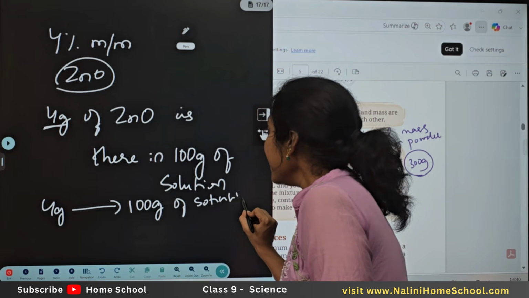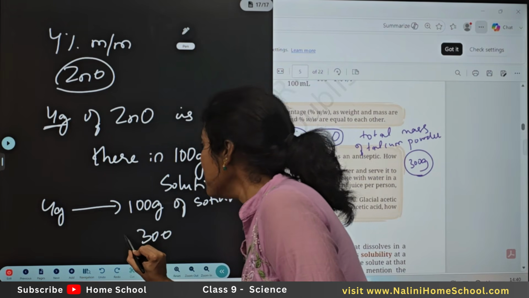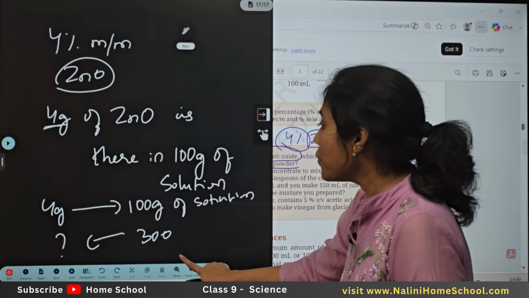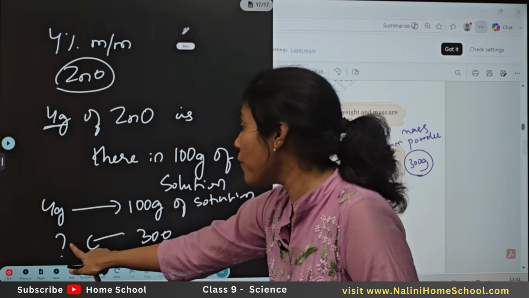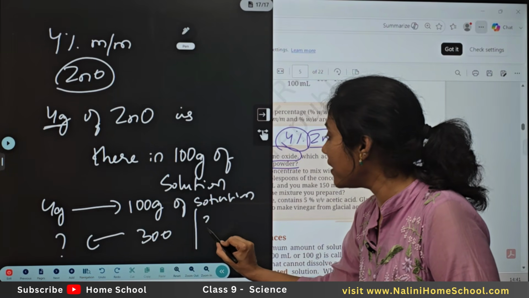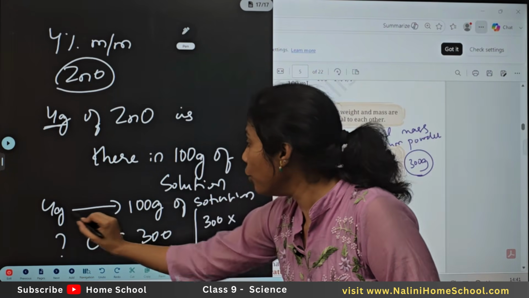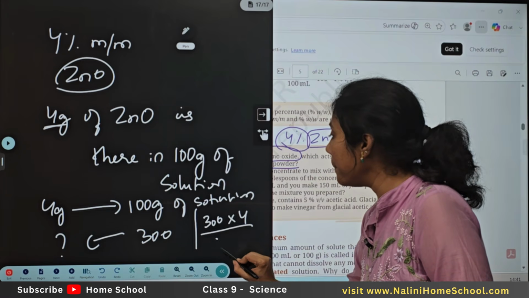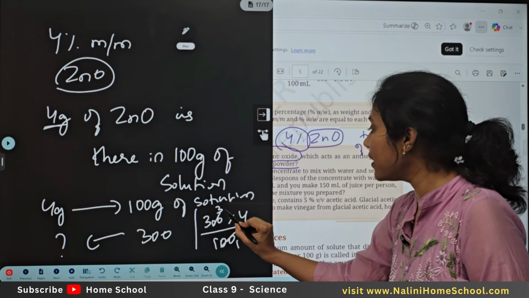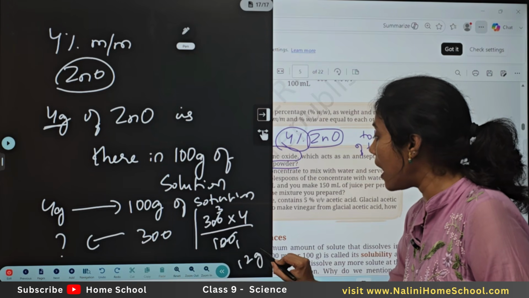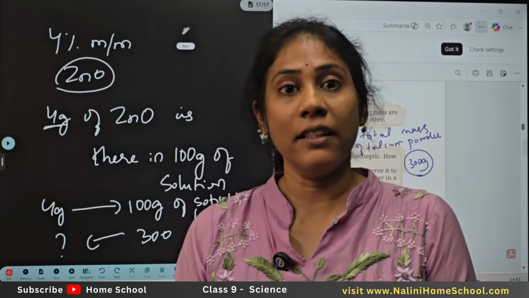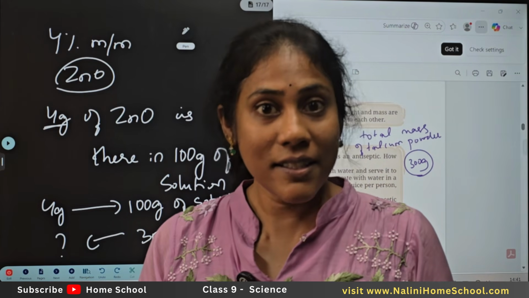So now in 300 grams, how much of it is there is the question mark. Just a cross multiplication. How do you do the cross multiplication? 300 into 4 divided by 100. So 4 3s are 12. So 12 grams is the answer. So this is the logical way of thinking, keeping a concept in mind, isn't it?